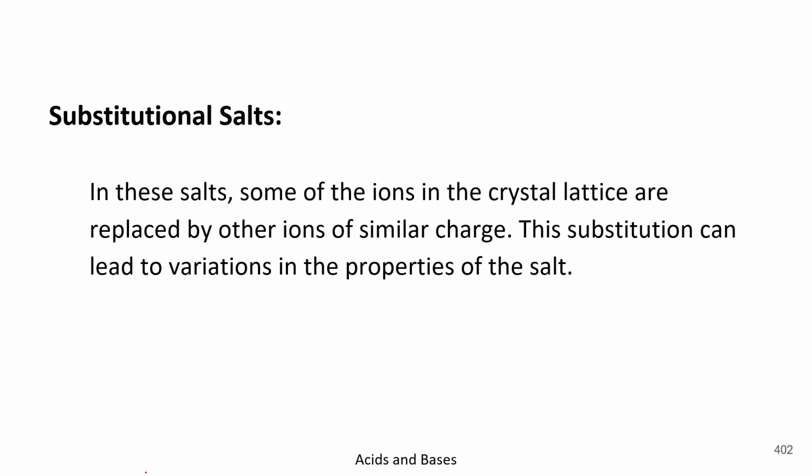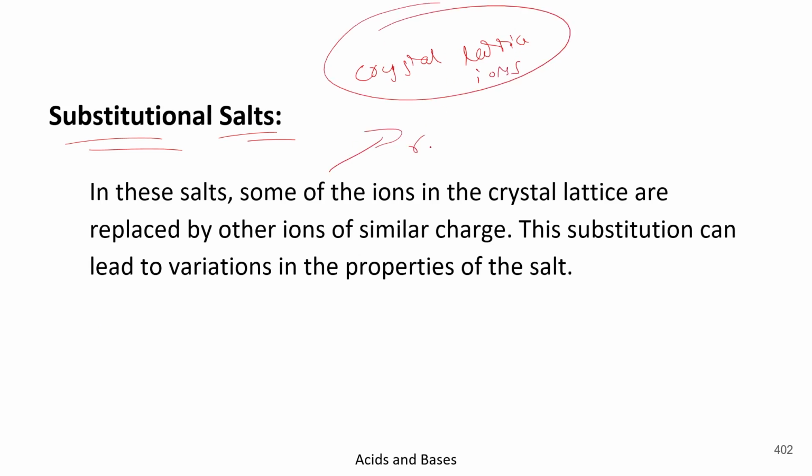Thereafter, the last one is the substitutional salt. Basically, in this salt, some of the ions in the crystal lattice are replaced by other ions of similar charge. So the crystal lattice ions of this salt will be replaced, but the ones which replace them must have a similar charge. If they have a similar charge, only then will they be able to replace it.